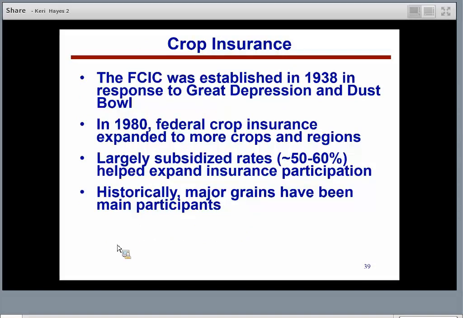And, like most policies that we have in the U.S., they started during the Great Depression, the Dust Bowl. In the 1980s, federal crop insurance expanded into more crops and regions, and really with the 2000 Farm Bill became a huge expansion of programs into different areas. One way that the RMA found that they could expand participation was to subsidize these products to around 60% or so. Historically, major grains have been big participants in these programs.